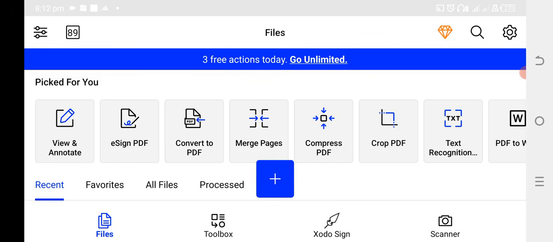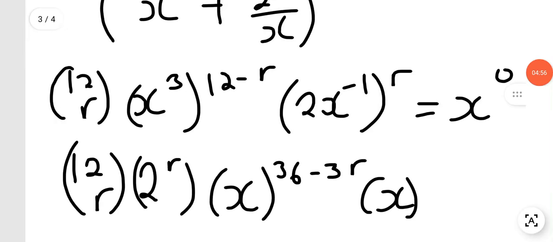Sorry for that. Let me try to go back to the document. Okay, I'm back. This is where we ended. I hope we can see how things are moving.